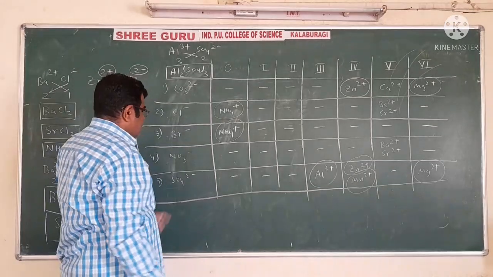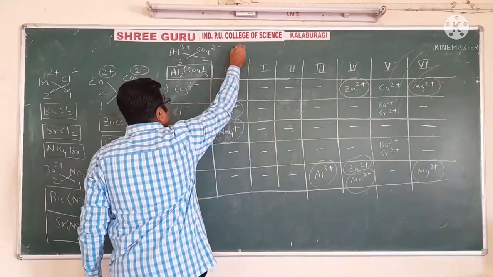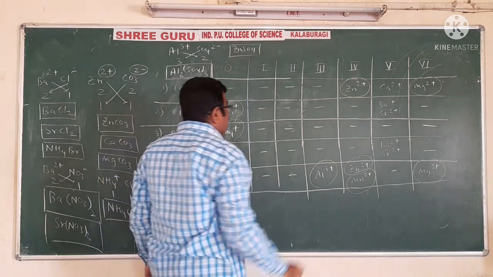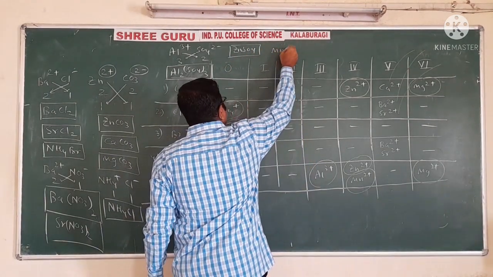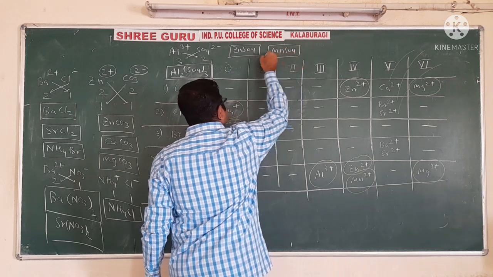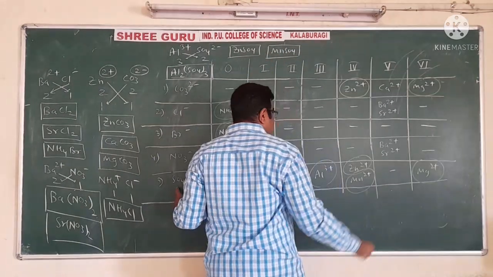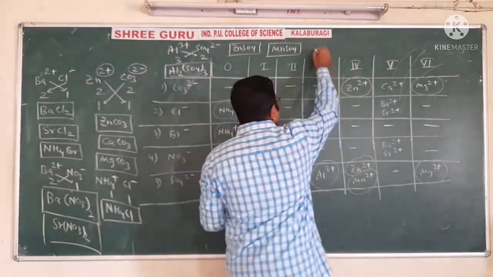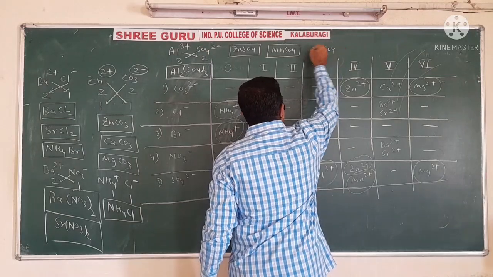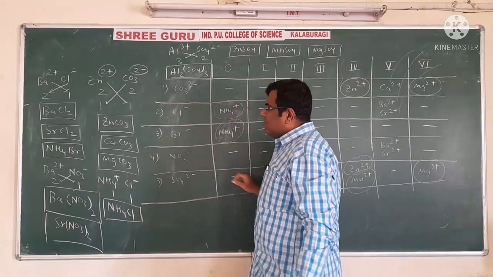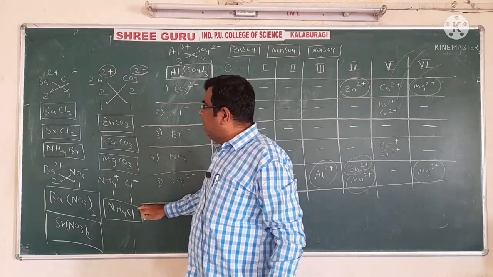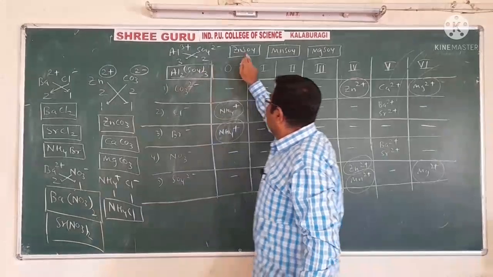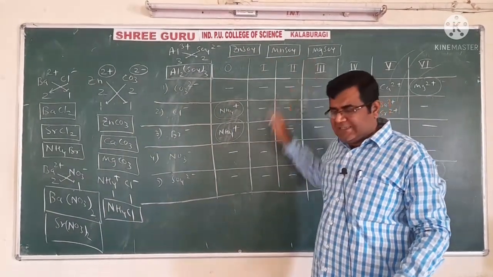What about the zinc and sulfate? +2, -2. It is zinc sulfate. What about manganese and sulfate? It is MnSO4, manganese sulfate. What about magnesium and sulfate? +2, -2. 2, 2, 1, 1. Magnesium sulfate. So these are the 1, 2, 3, 4, 5, 6, 7, 8, 9, 10, 11, 12, 13 salts.